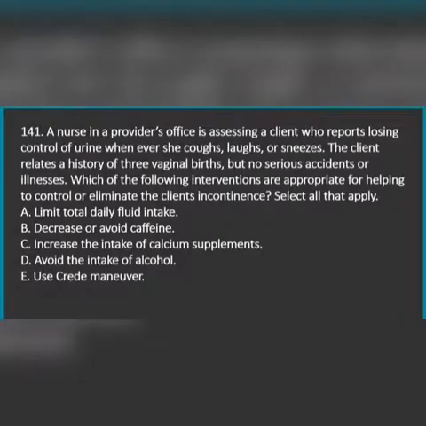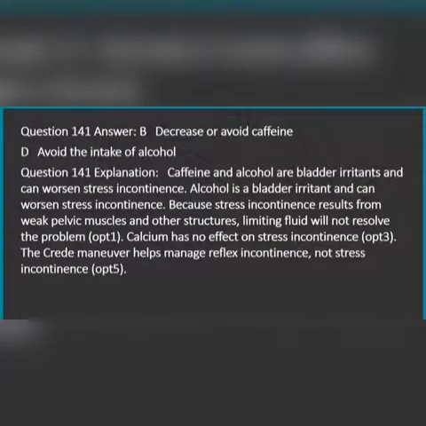Option 4. Question 141. A nurse in a provider's office is assessing a client who reports losing control of urine whenever she coughs, laughs, or sneezes. The client relates a history of 3 vaginal births, but no serious accidents or illnesses. Which of the following interventions are appropriate for helping to control or eliminate the client's incontinence? Select all that apply. A. Limit total daily fluid intake. B. Decrease or avoid caffeine. C. Increase the intake of calcium supplements. D. Avoid the intake of alcohol. E. Use Credé maneuver.